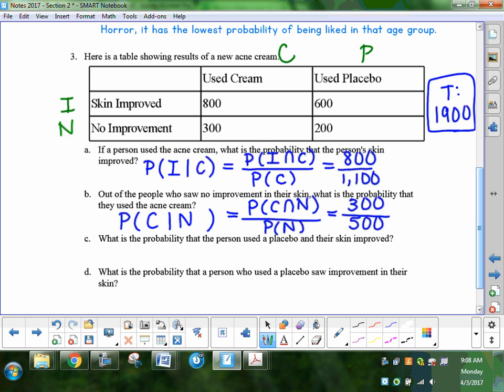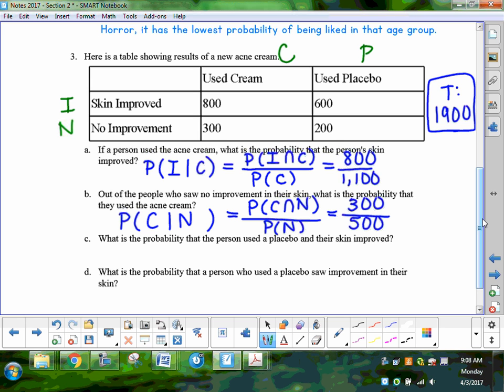Next one up. What's the probability that the person used a placebo and their skin improved? Is this a given, or is it conditional? It's a straight up given. What's the probability that the person used the placebo and their skin improved? You tell me. This one hopefully should be easy for us. What would we say that that's going to be?